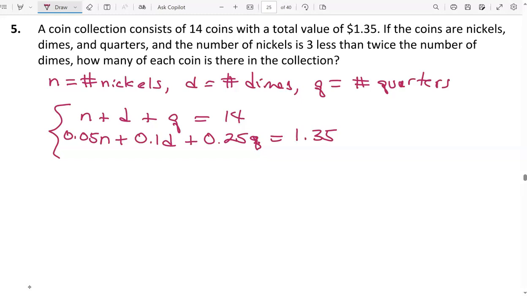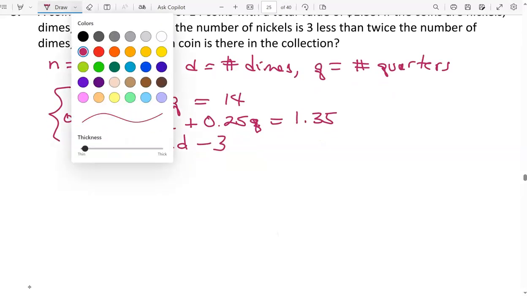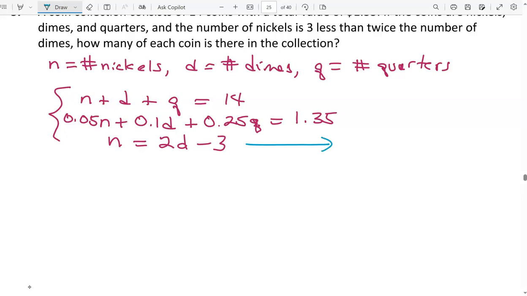You can do this in cents if you wish, and that in cents would be 5n plus 10d plus 25q equals 135 cents. The third equation, the number of nickels, that's n, is 3 less than twice the number of dimes, so that would be 2d minus 3. That last equation will have to move into standard form, so let's do that right now. That would be n minus 2d is equal to negative 3.